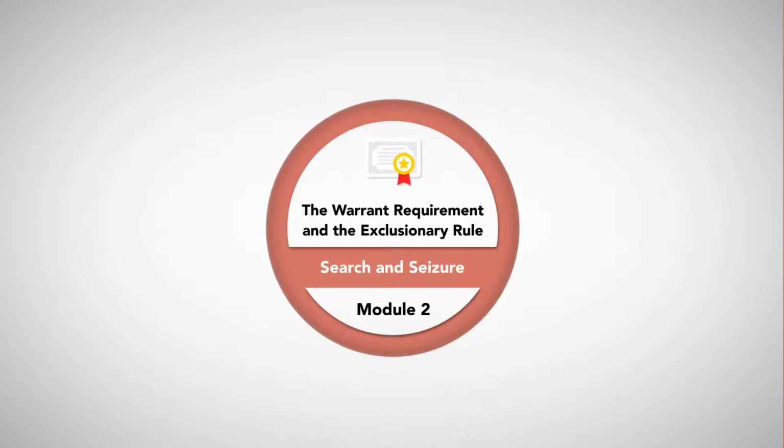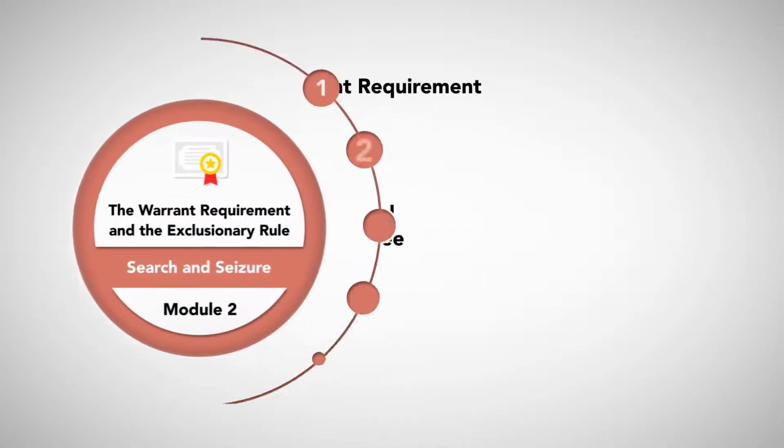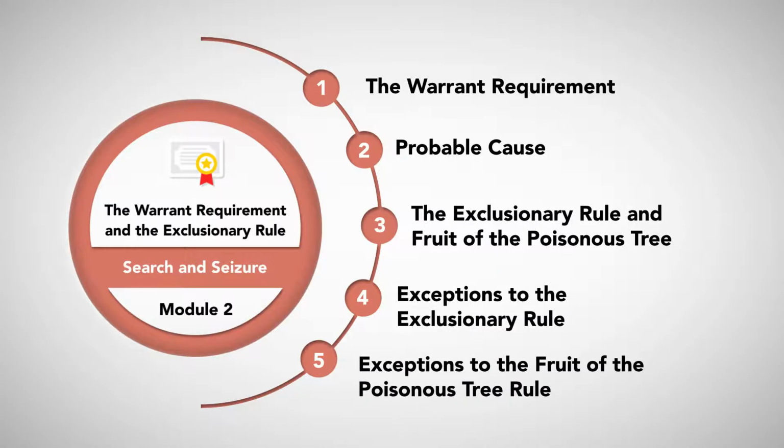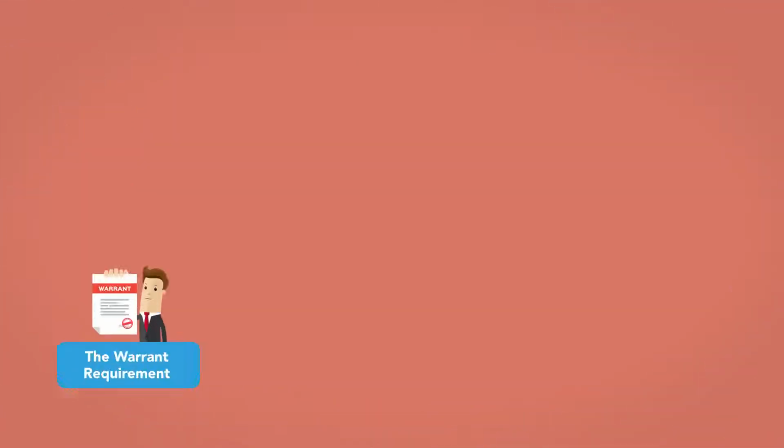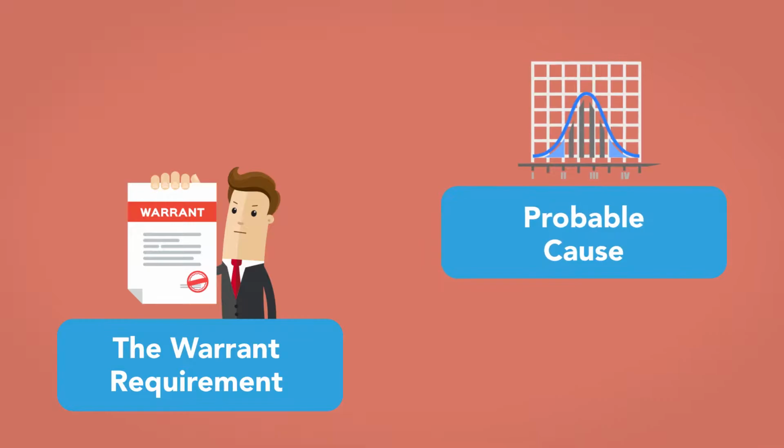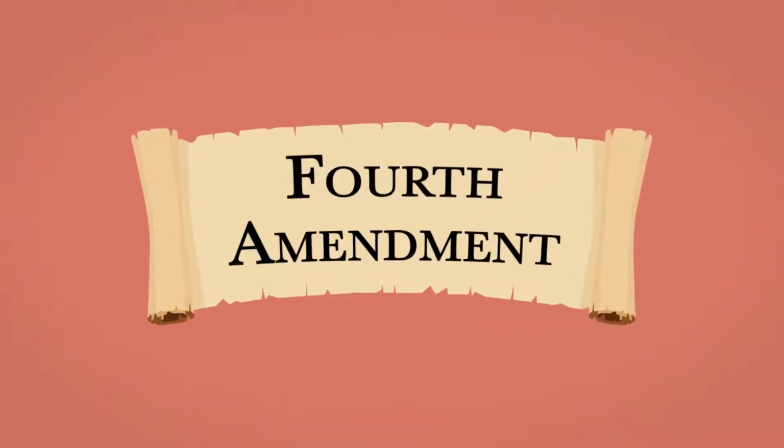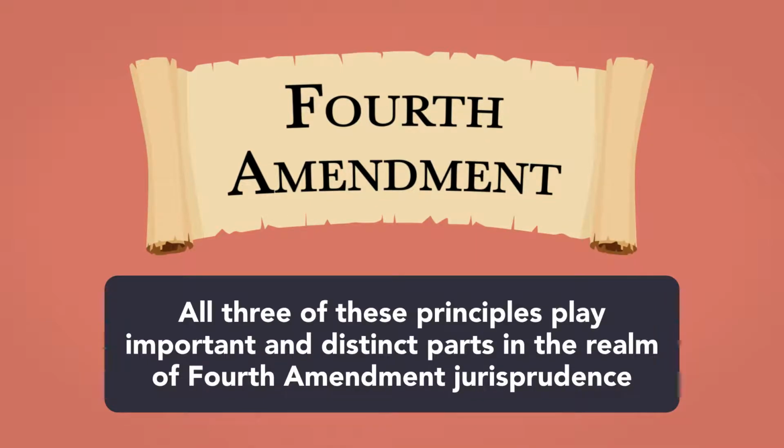Module 2, the Warrant Requirement and the Exclusionary Rule. In Module 2, we will discuss the Warrant Requirement, Probable Cause, and the Exclusionary Rule. The first two of these requirements are specifically mentioned in the text of the Fourth Amendment, but all three of these principles play important and distinct parts in the realm of Fourth Amendment jurisprudence.